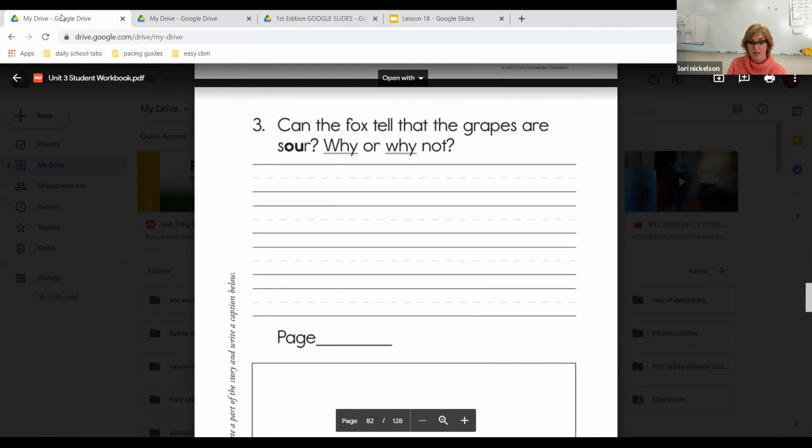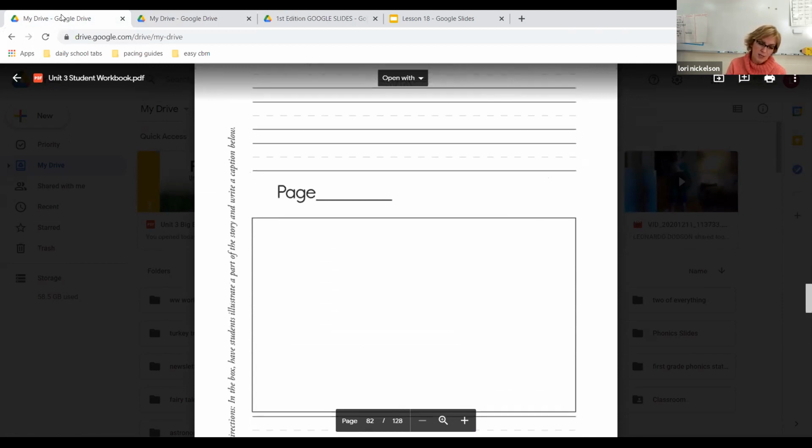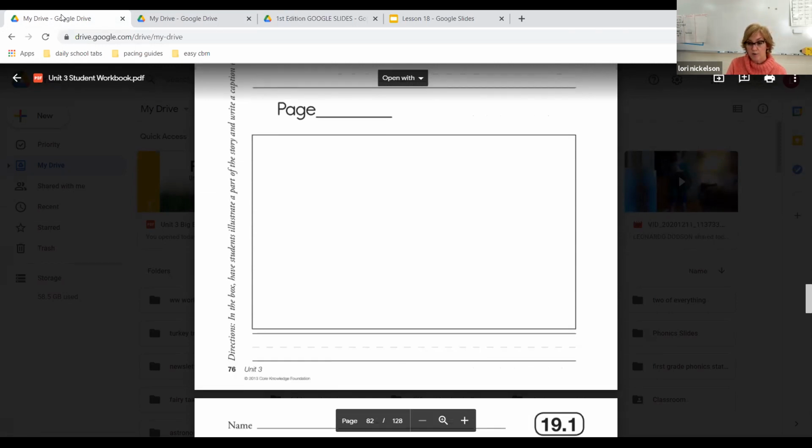Can the fox tell that the grapes are sour? Yes or no? What do you think? And I want you to tell me why you think that. Okay, and then down here in the book, it says have students illustrate a part of the story and write a caption below it. So you can pick your favorite part if you want to, and then write a sentence to go along with that. Okay? All right.